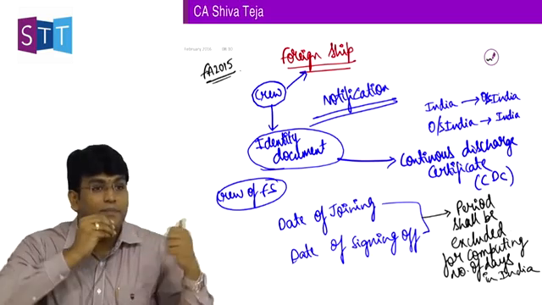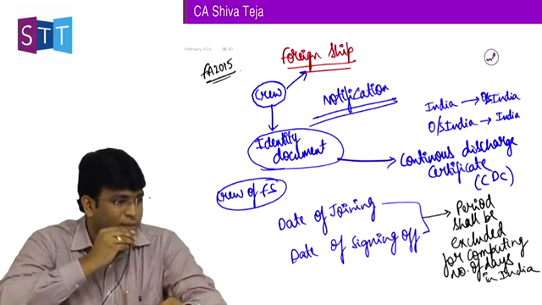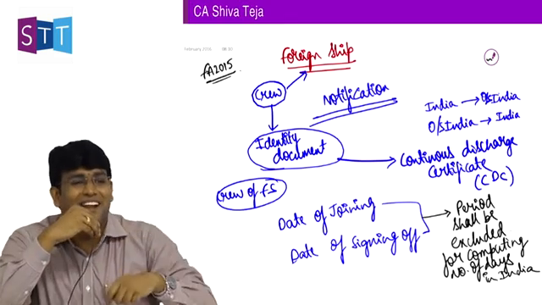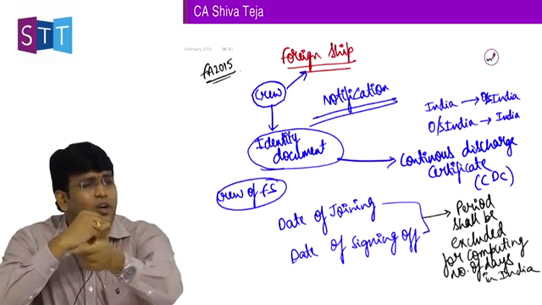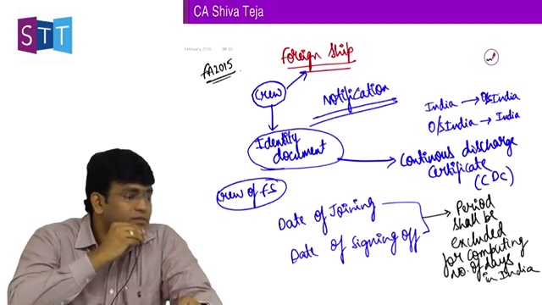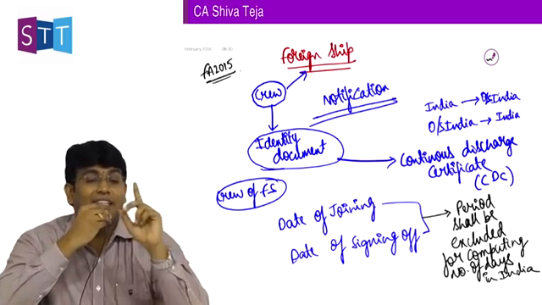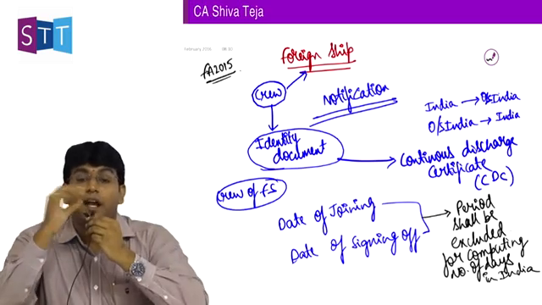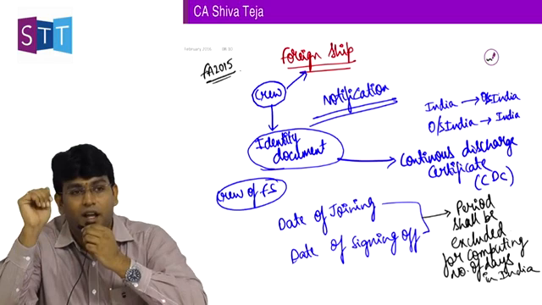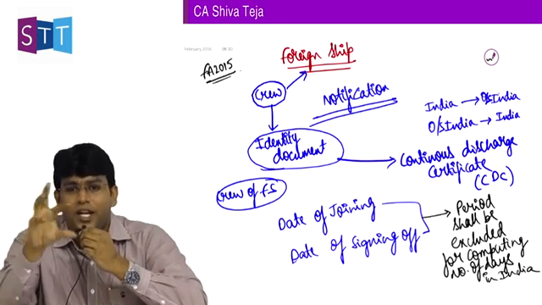Latest point, important. A question can come in the exam. They will test you only on the concept of CDC. Only one line here: the period from the date when you join to the date when you sign off is excluded. Simple. Clear, friends? And the notification has only said that the date of joining the ship till the date of signing off is excluded.